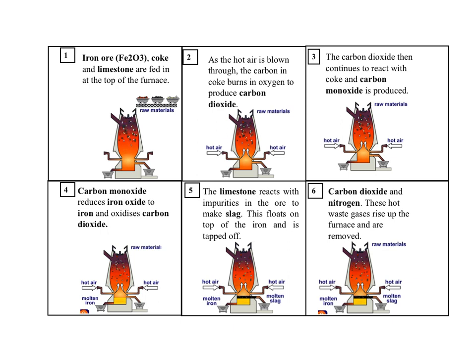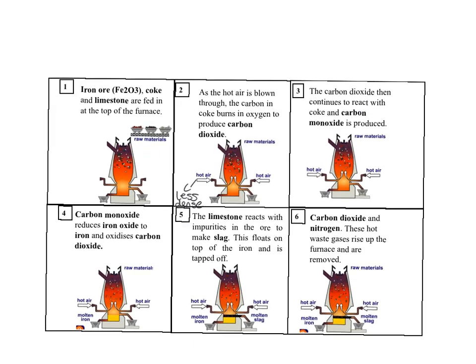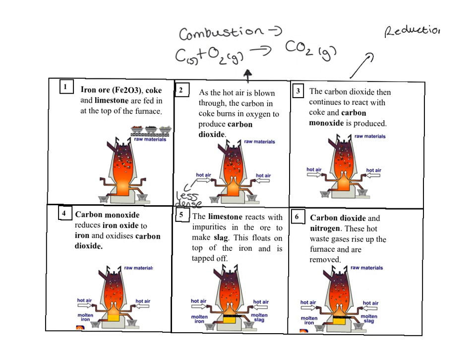The second thing that happens is hot air. Remember that hot air will rise because hot things are less dense, so they will rise. Hot air is blown through the carbon in coke and burns with oxygen to produce carbon dioxide. This is a form of reduction because you're losing oxygen, even if you're only losing one oxygen. So you've got CO2, you pump in more carbon, and then you end up with two of them.